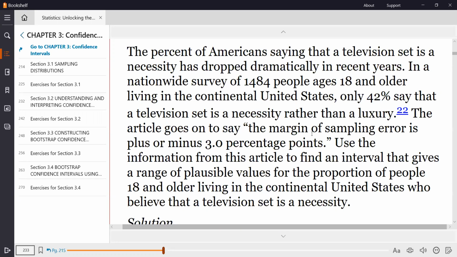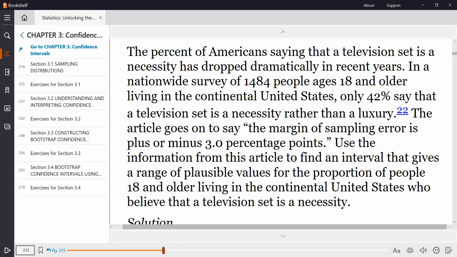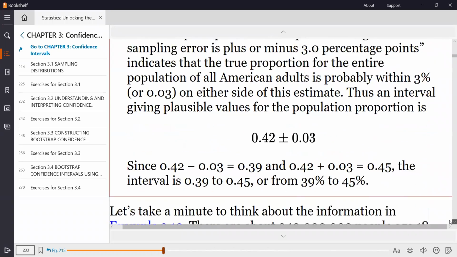It says here the article goes on to say that the margin of sampling error is plus or minus 3 percentage points. There's the margin of error. 3 percentage points, which, by the way, converted into a decimal is 0.03. So how do we create the range of possible values here? We take 0.42, and we add and subtract 0.03. When we subtract, 0.42 minus 0.03 is 0.39. And when we add, 0.42 plus 0.03 is 0.45. So between 0.39 and 0.45 is the confidence interval. Okay, that's what they're showing here.